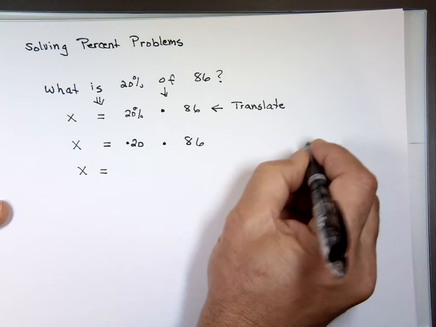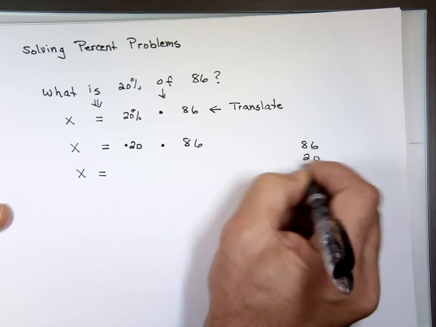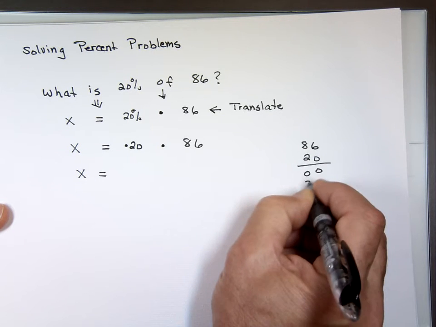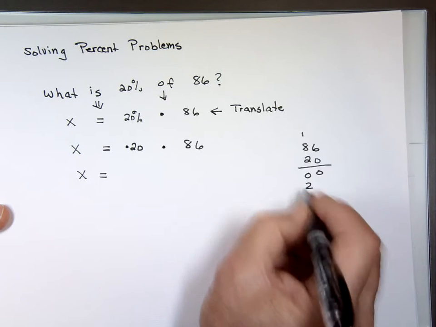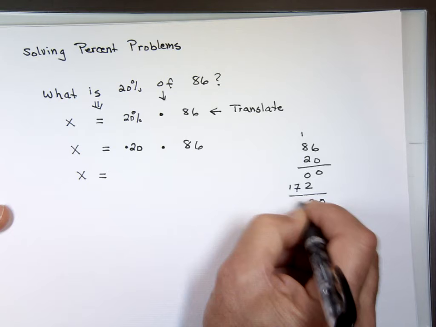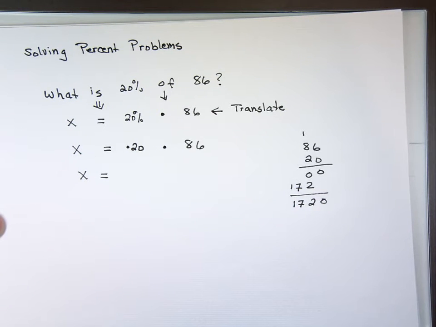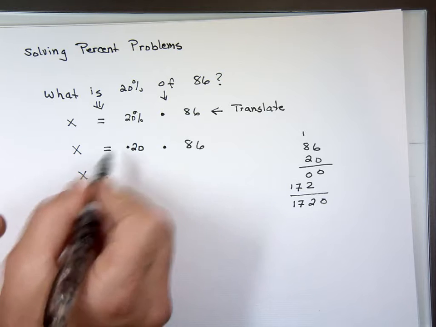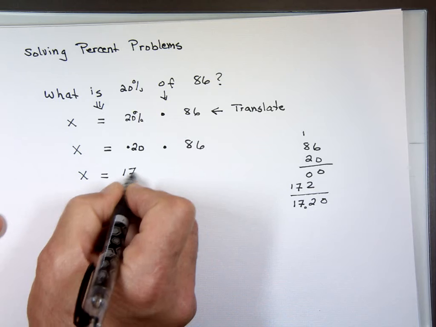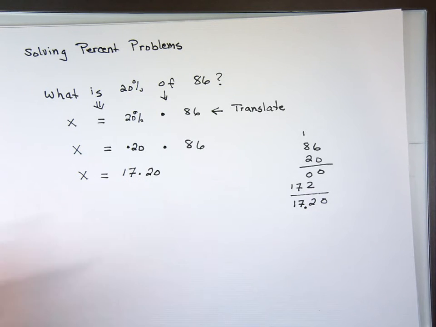Again, if you want to multiply them by hand, you go 86 times 0.20. 0 times 6 is 0. 0 times 8 is 0. 2 times 6, 12. 2 times 8, 16, and 1, 17. And now we're going to move the decimal point how many places? 2, because you have 2 decimal places. So your savings on that shirt, blouse, whatever it is, you will save $17.20.